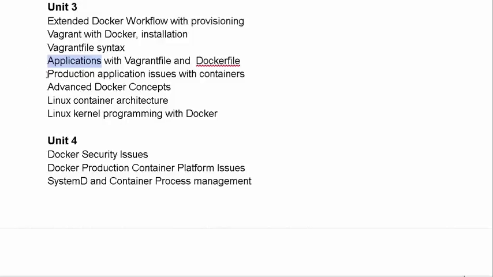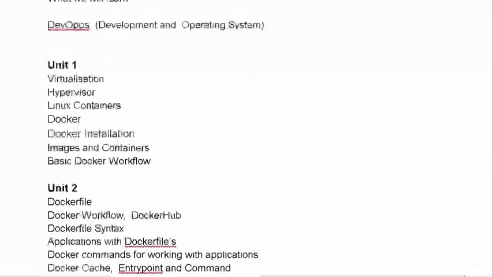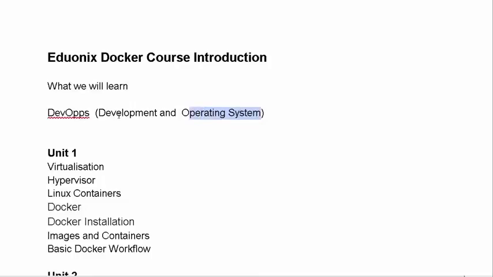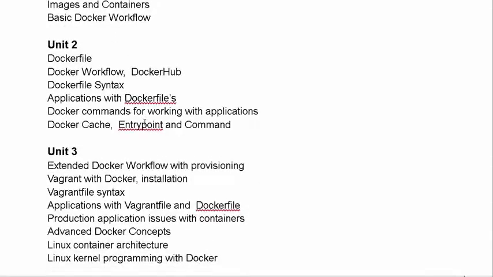We will then move on and look at production issues. When our application is running in our production environment, there are real issues with containers, and to understand these issues, we will move on to some advanced Docker concepts. These are Linux container architecture, and we will look at beginning Linux kernel programming using Docker. This is where we are focusing now, more on the operating system side of DevOps, then the development, where the two work together, hence the term DevOps.